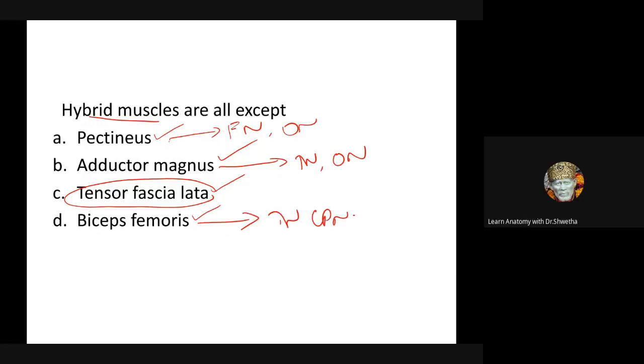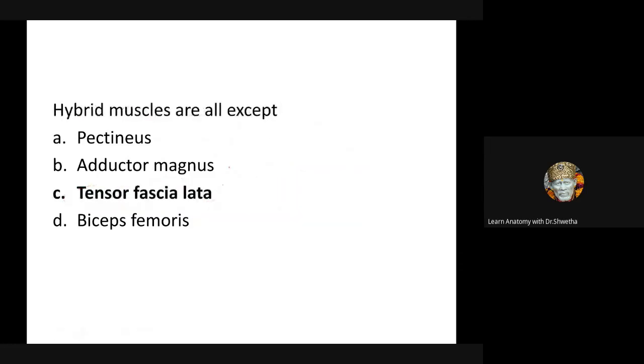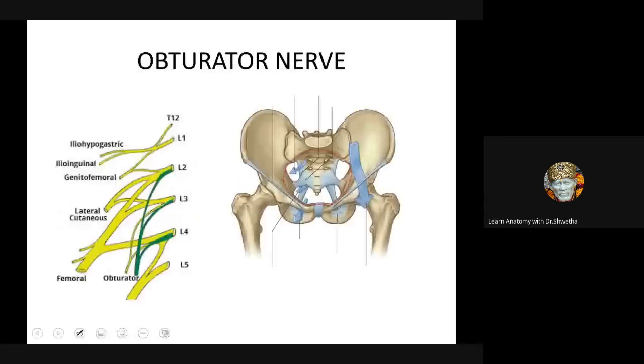Excellent. Any idea tensor fasciae lata is supplied by superior gluteal nerve? I will be doing it in my next class. Don't worry about that. Hybrid muscles, your answer was correct. It is not the tensor fasciae lata. Now we discuss the obturator nerve, which is the nerve of which compartment, students? Adductor compartment. It's a very simple nerve.